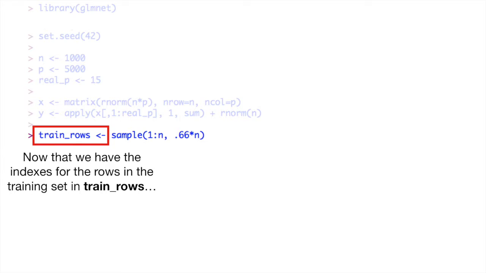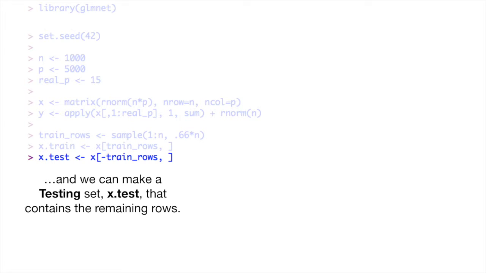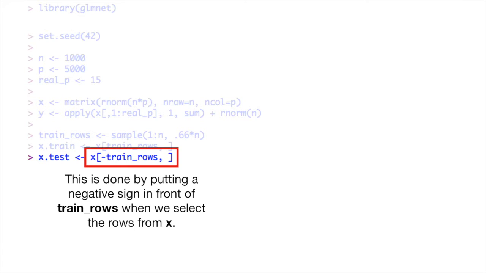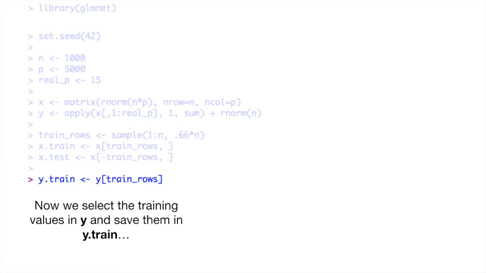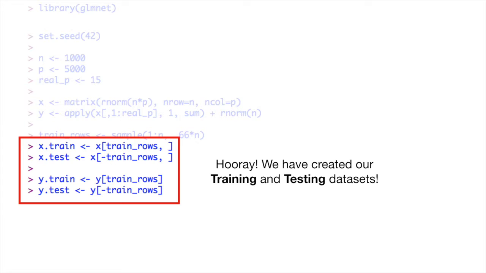Now that we have the indexes for the rows in the training set in train_rows, we can make a new matrix, x.train, that just contains the training data. And we can make a testing set, x.test, that contains the remaining rows. This is done by putting a negative sign in front of train_rows when we select rows from X. Now we select the training values in y and save them in y.train. And we select the testing values in y and save them in y.test. Hooray! We've created our training and testing datasets.